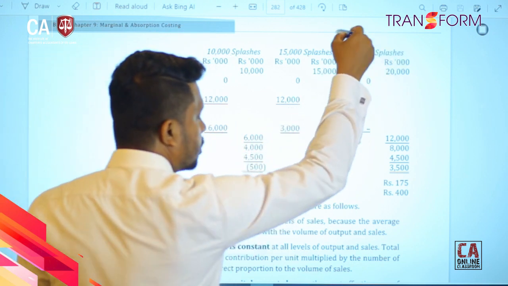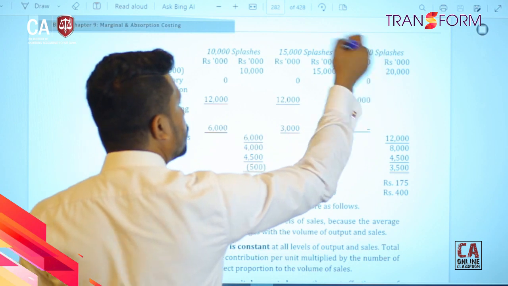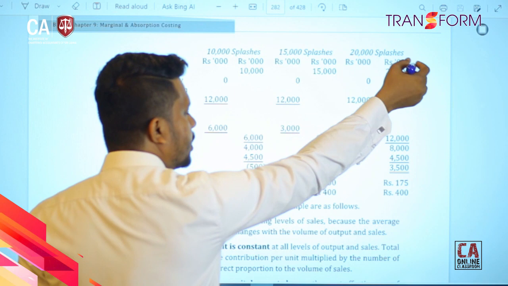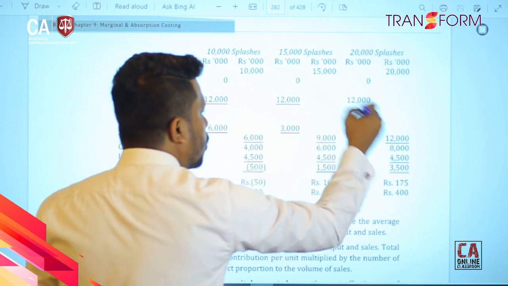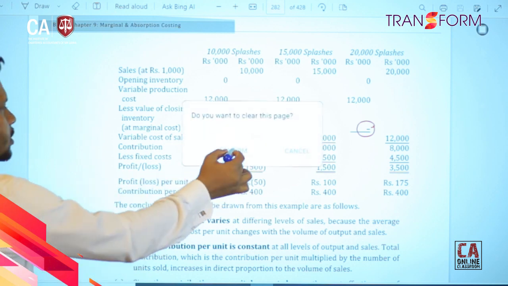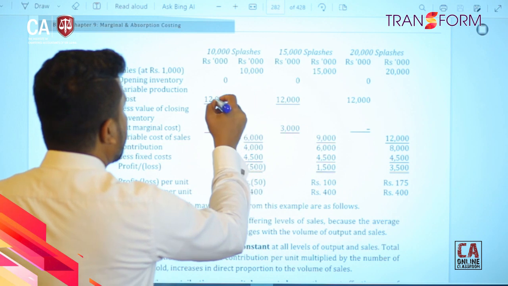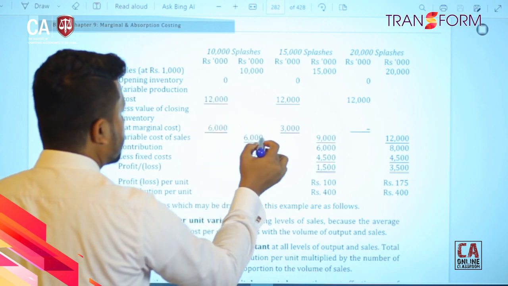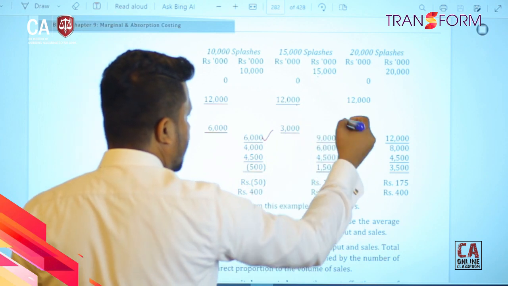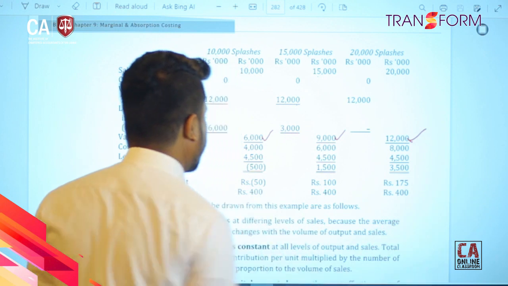So in your third stage, or the third situation, you produce 20,000 and you sold 20,000. So your closing balance is zero. So finally you can calculate the contribution. Yes, 12,000 minus 6,000, 6,000 remaining. 12,000 minus 3,000, 9,000, and 12,000 minus 0, that is 12,000.